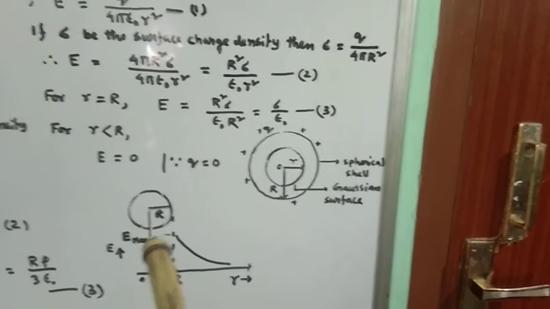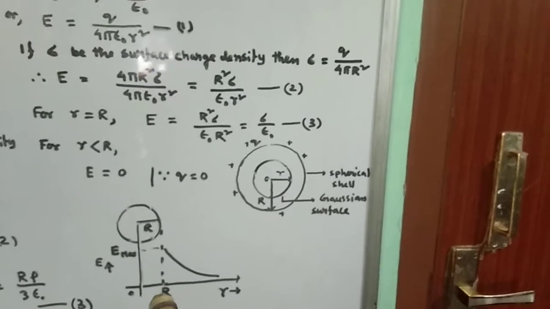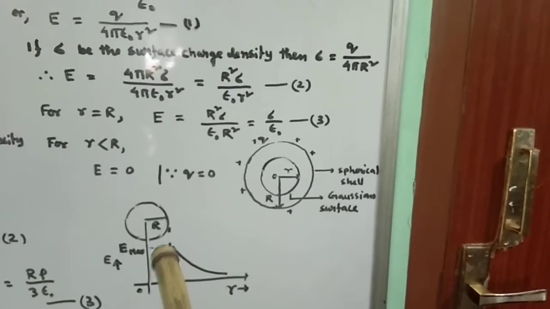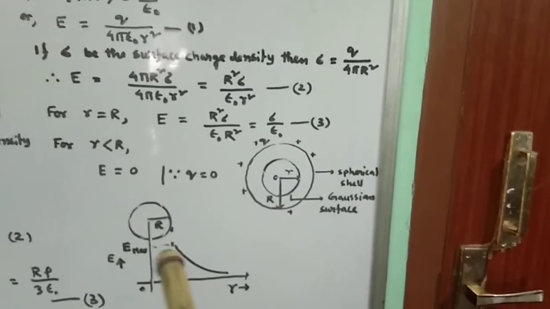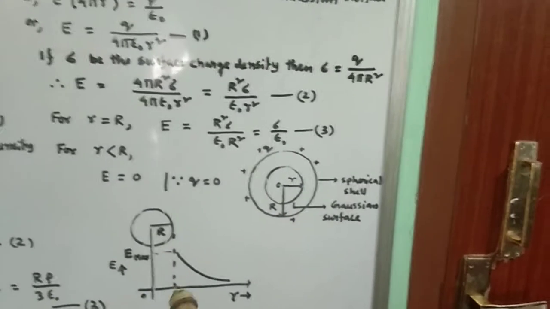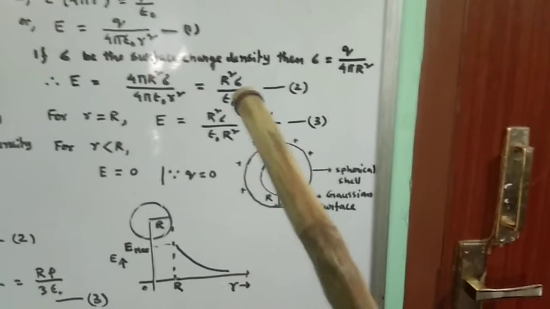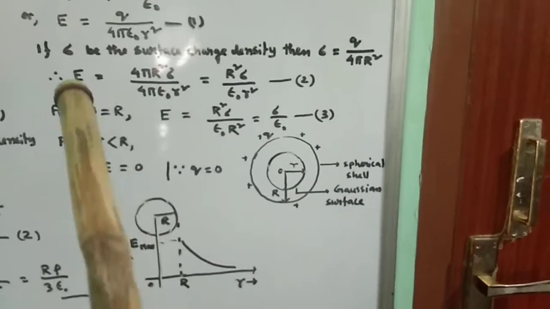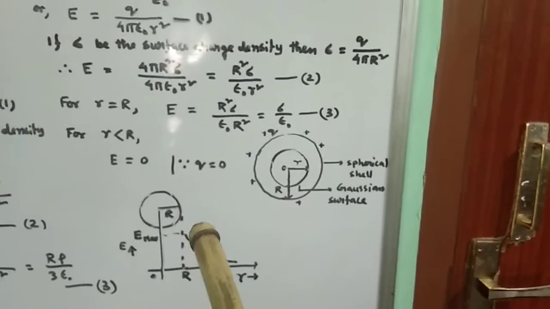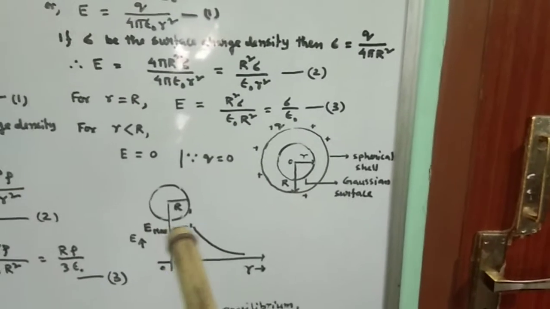I have not drawn any graph here, so the field is 0. Now at small r equal to capital R, you do have the maximum value of the field, and the maximum value is sigma by epsilon naught. Now if you go beyond capital R, then the field decreases with respect to small r. So as r increases, the field decreases. So the maximum value of the field is on the surface of the spherical shell itself.